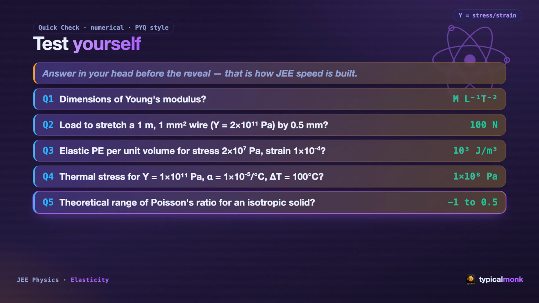And question 5. The thinker. What is the theoretical range of Poisson's ratio for an isotropic elastic solid? From -1 up to 0.5. If you caught that one, you have truly understood today's class.